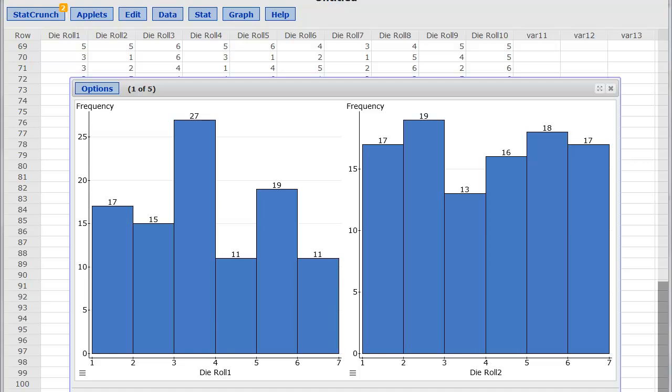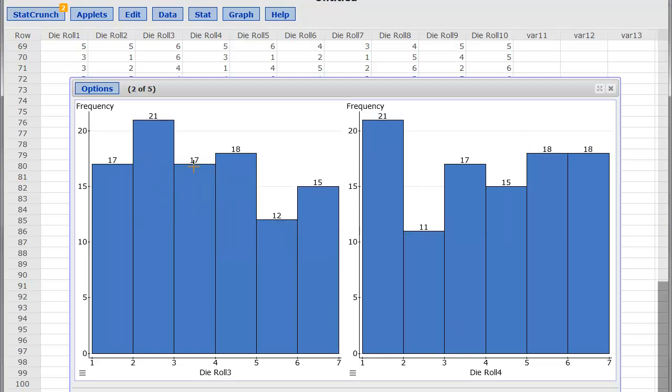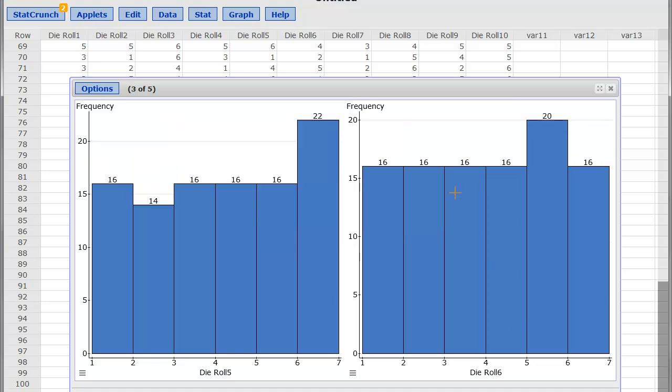This one's a little off. I go and I do it again. Look, 17, 17, 18. One's a little low, one's a little high, right? 17, 15, 18, 18 with one a little low and one a little high. As I keep looking at it, look at this one. 16, 16, 16, 16, 16, and a 20. 16, 14, 16, 16, 16, 22. Look at how uniform those look.